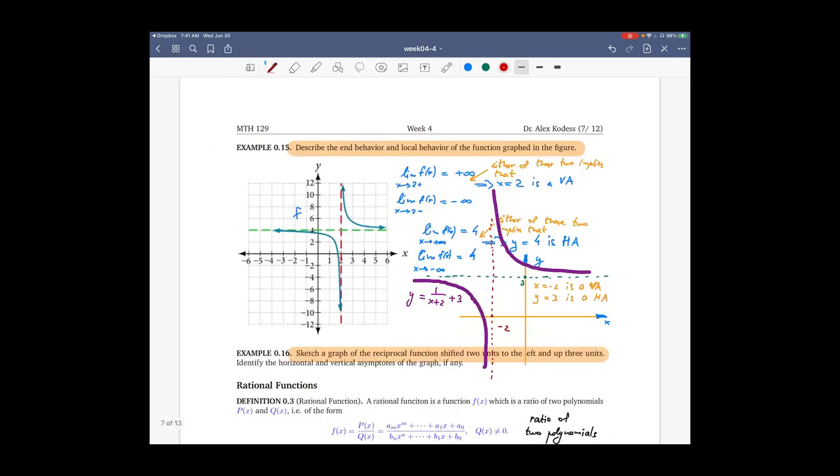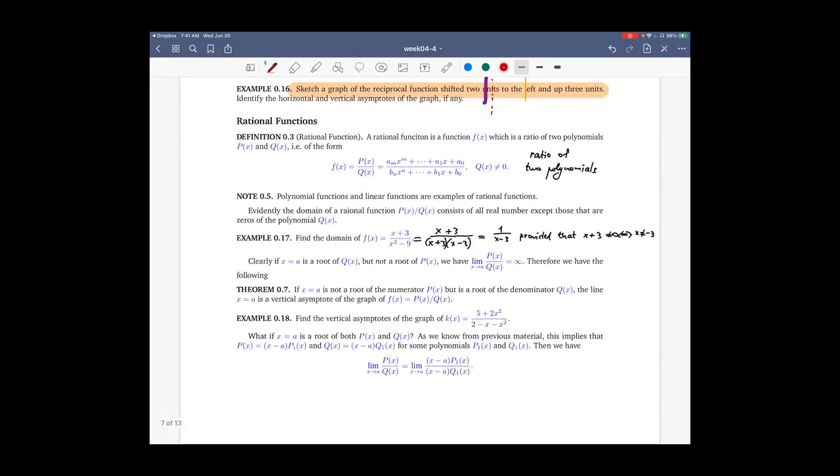Now, suppose that some number a is a root of the denominator, but is not a root of the numerator. It's easy to see that in this case, the limit of our rational function will be infinity. And so the vertical line x equals a will be a vertical asymptote.